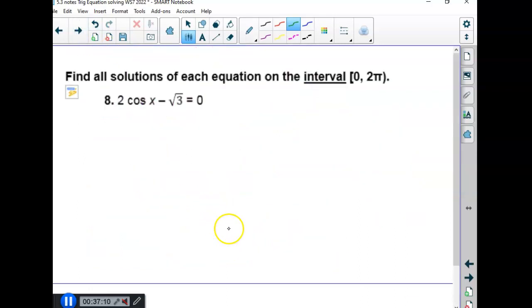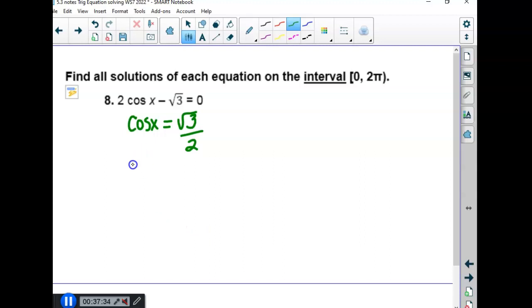All right, try this one. You guys can do this one. Isolate the radical, or isolate the function, sorry. Add square root of 3 to the other side, divide by 2. And find that number on your unit circle.